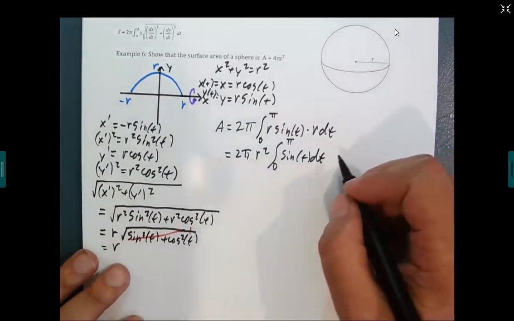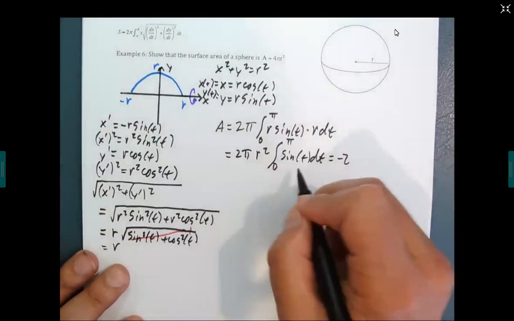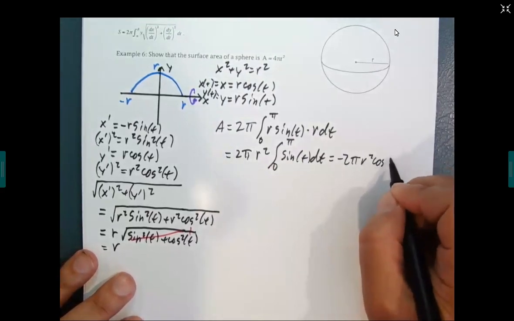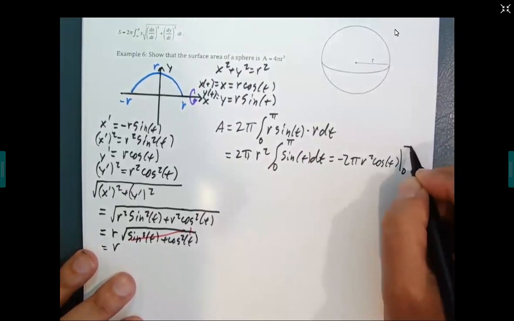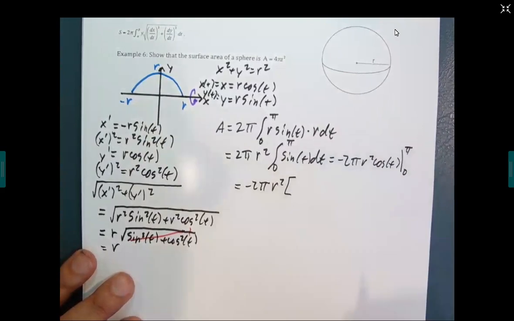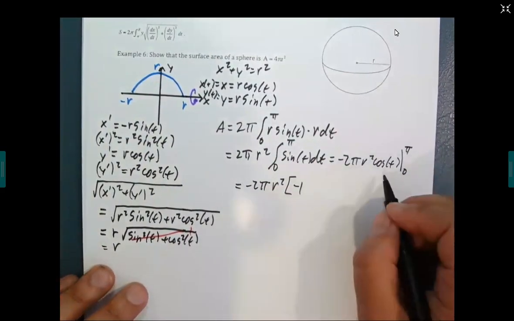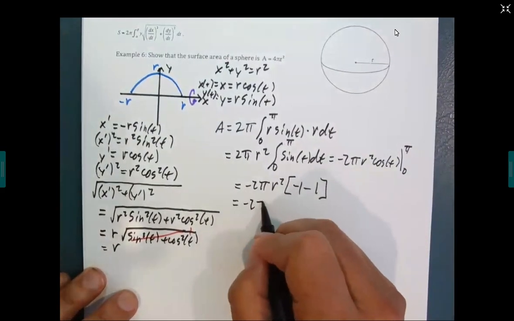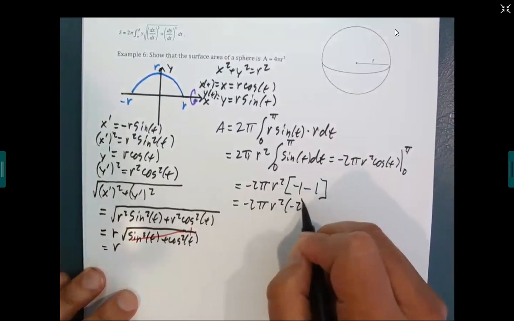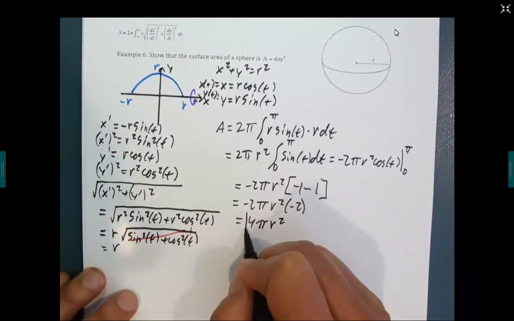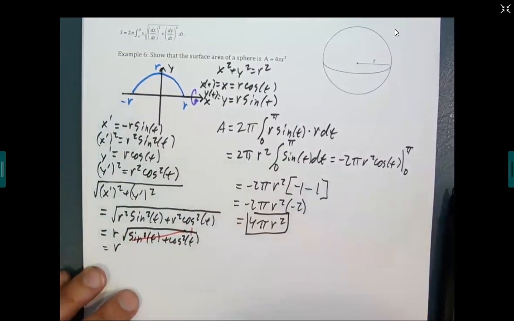So when I integrate this, I get a negative, because integral of sine is negative cosine. Cosine of pi is negative 1, minus cosine of 0 is 1. And negative 2 times negative 2 is 4 pi r squared. Super cool. And that is going to be 10.2 for us.